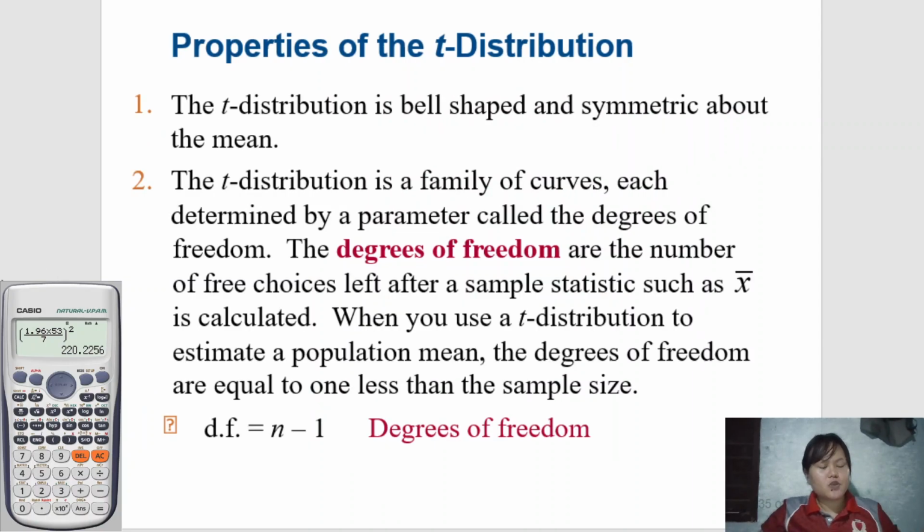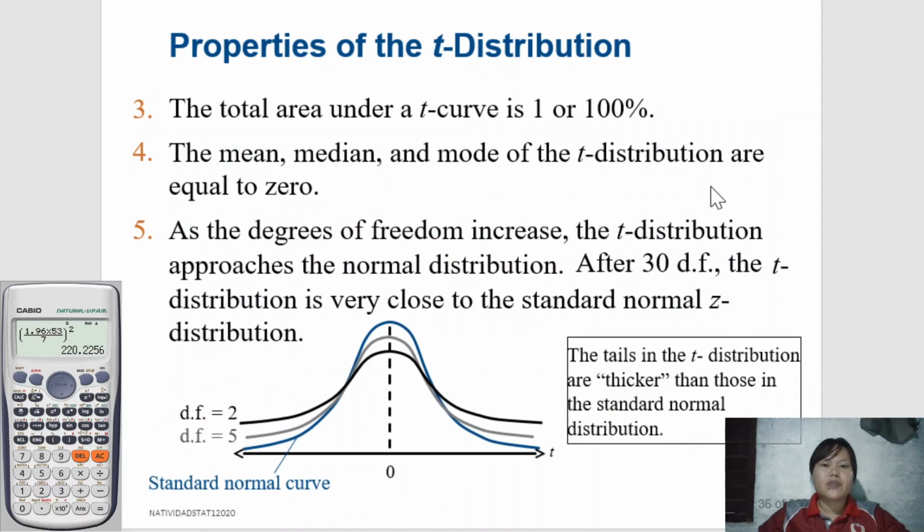Okay, so properties of t distribution. T distribution is also bell-shaped and symmetric about the mean, parang Z, pero small values lang. T distribution is a family of curves, each determined by a parameter called degrees of freedom, wherein your degrees of freedom are actually the number of free choices left after a sample statistic such as x bar is calculated. This is calculated as df is equal to n minus 1. The total area of a t-curve is also 1 or 100%. The mean, median, mode of the t-distribution are equal to 0, same as with z. As the degrees of freedom increases, the t-distribution approaches the normal distribution. After 30 degrees of freedom, the t-distribution is considered as a normal distribution, so z na siya. Okay?